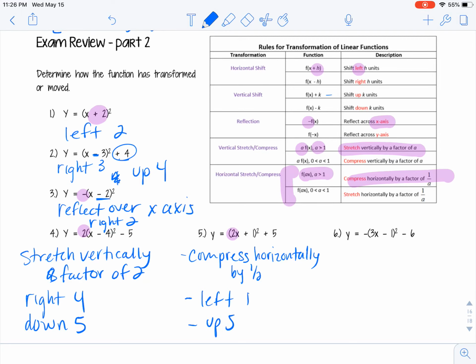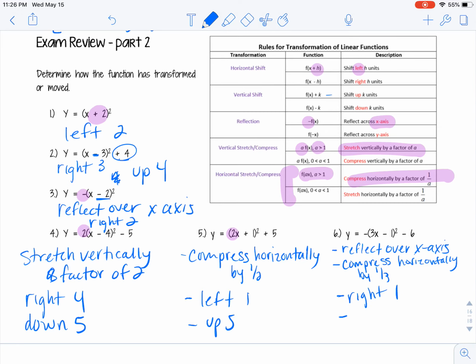All right, this one has a lot. So we're going to reflect over the x-axis. I try to start from the beginning of the equation and work my way to the right so I don't forget anything. This is going to be compress horizontally by 1/3. We moved right 1 and down 6.